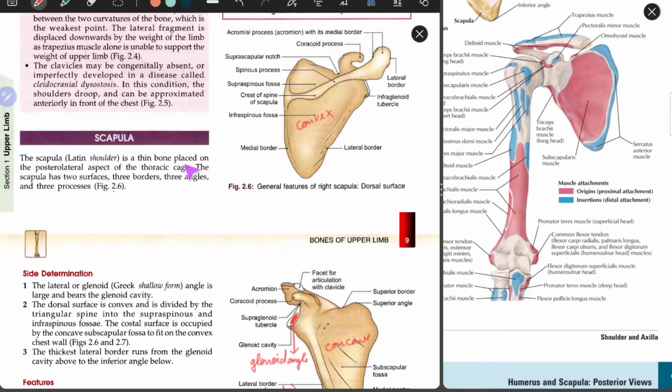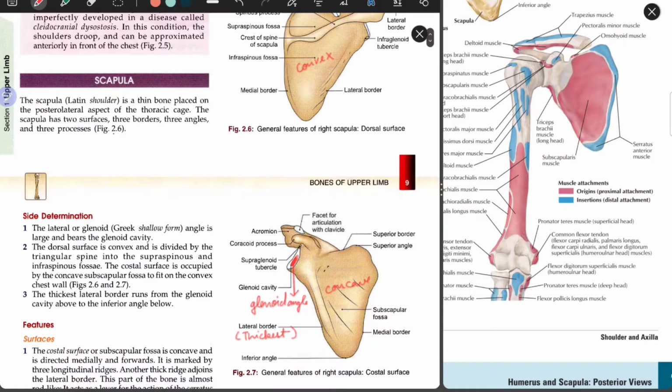Our today's topic is scapula. The scapula is a thin bone placed on the posterior lateral aspect of the thoracic cage. The scapula has two surfaces: dorsal surface, also known as posterior surface, and costal surface, also known as anterior surface. Three borders, three angles and three processes.